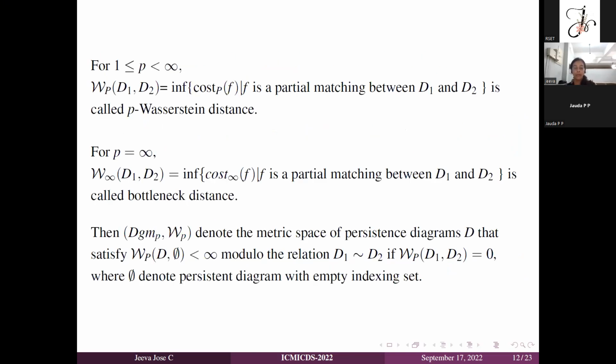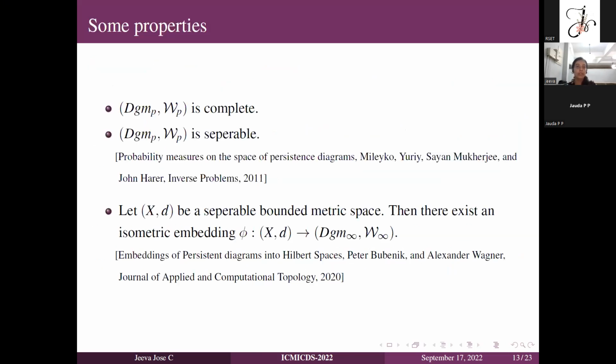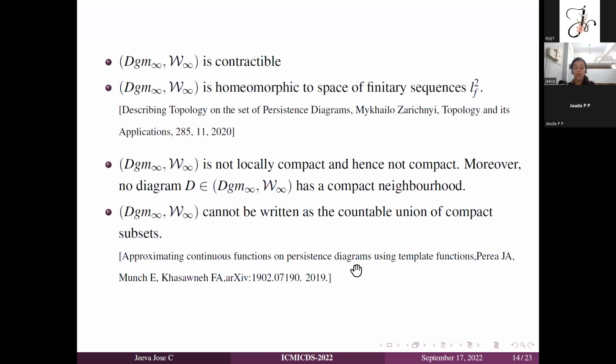Now, if we take the infimum of the cost of partial matching, what we get is the p-Wasserstein distance. And when p equals infinity, we will get the bottleneck distance. So the set of all persistent diagrams endowed with these two metrics forms the space of persistent diagrams. And the space of persistent diagrams has these properties like completeness, separability, isometric embedding to a separable bounded metric space, contractibility, homeomorphism to the space of finite sequences, it's not compact, and can be written as a countable union of compact subsets. So these are the existing properties.